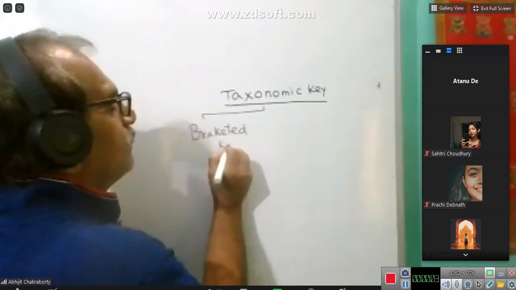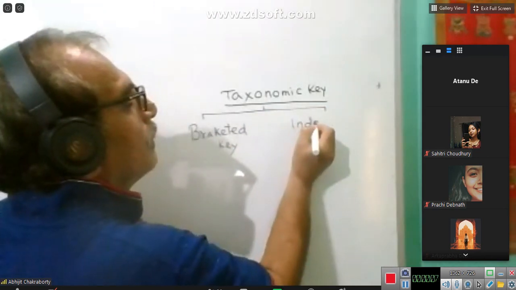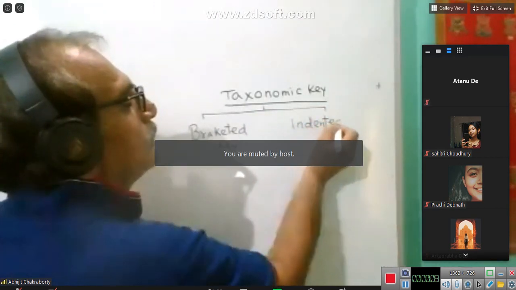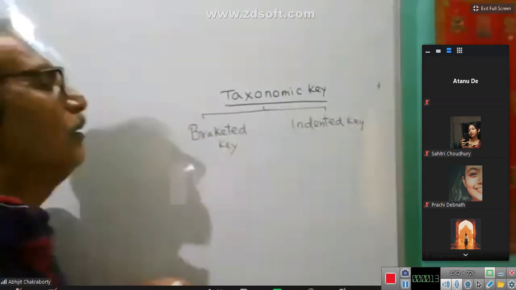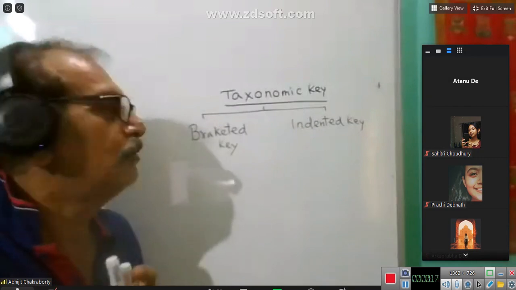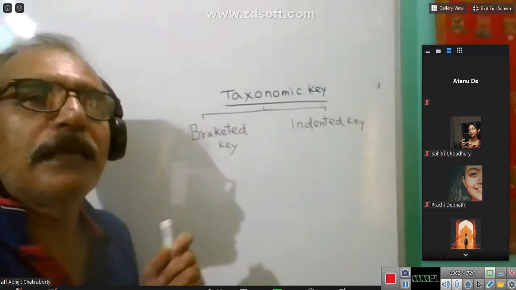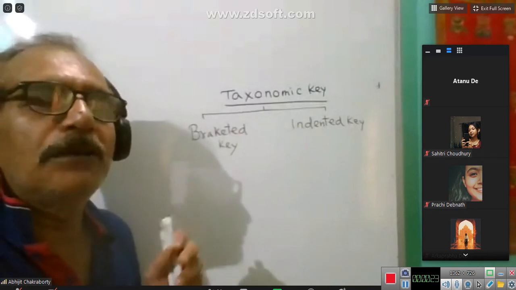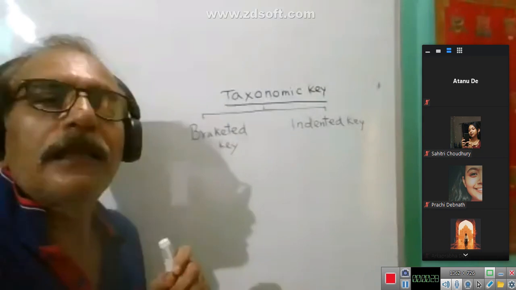Bracketed key, the other is the indented key. Now, today I am going to differentiate between these two. So what is the bracketed key and what is actually the indented key, and how these two types of keys can help in the identification of organisms.